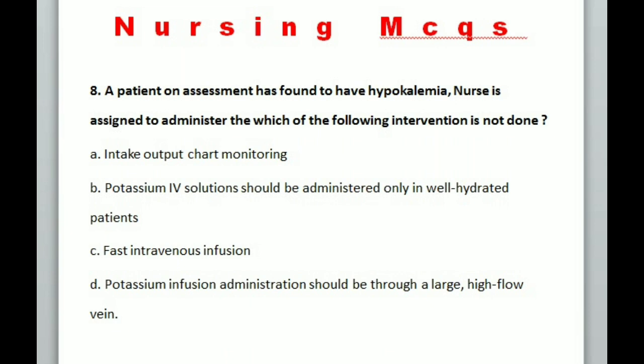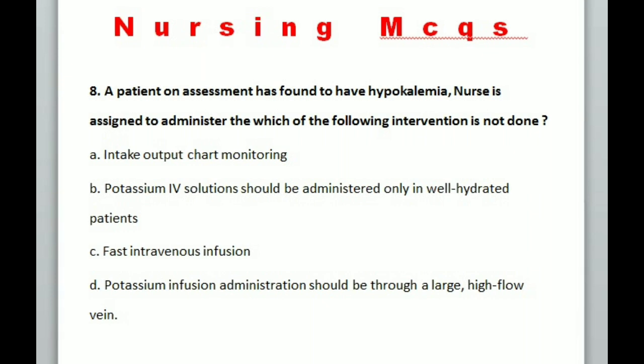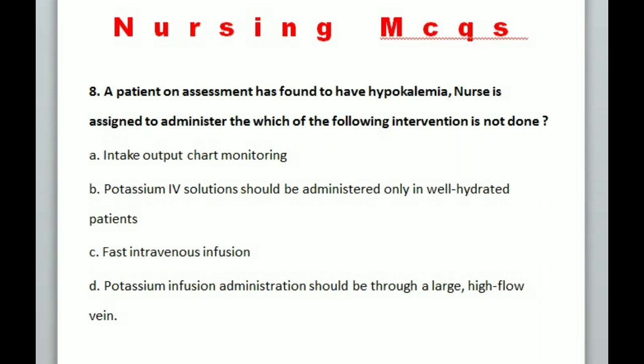8. A patient on assessment has been found to have hypokalemia. The nurse is assigned to administer potassium. Which of the following interventions is not done? A. Intake-output chart monitoring. B. Potassium solutions should be administered only in well-hydrated patients. C. Fast intravenous infusion. D. Potassium infusion administration should be through a large, high-flow vein. Correct option is C. Fast intravenous infusion.